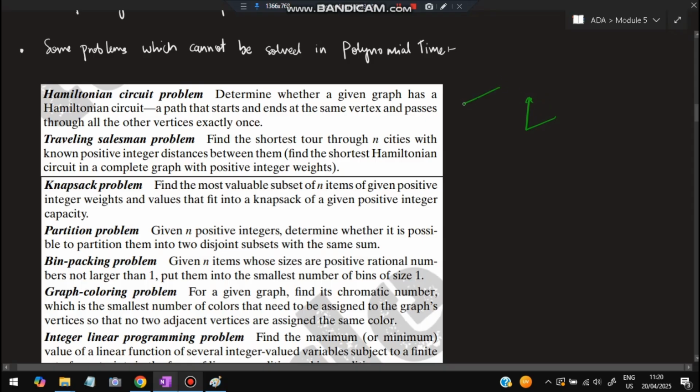Finding out whether such a solution exists or not is called the Hamiltonian problem, and we will be discussing this in an upcoming topic. That is the Hamiltonian problem.